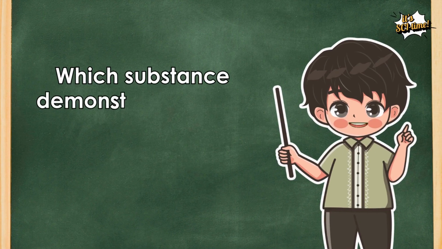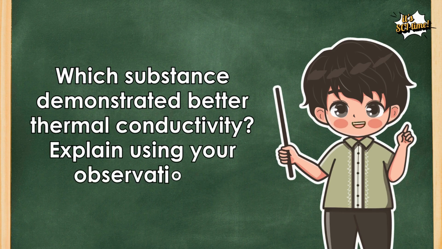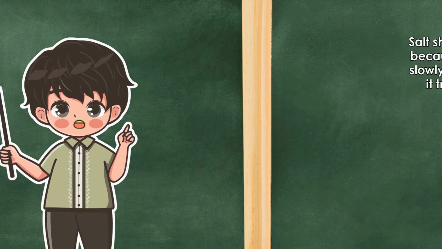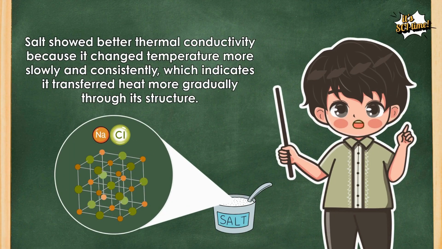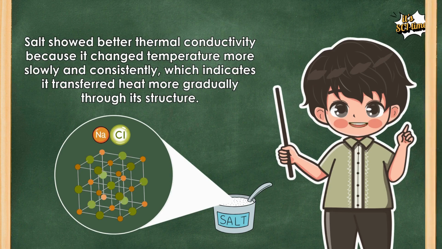Which substance demonstrated better thermal conductivity? Explain using your observations. Salt showed better thermal conductivity because it changed temperature more slowly and consistently, which indicates it transferred heat more gradually through its structure.